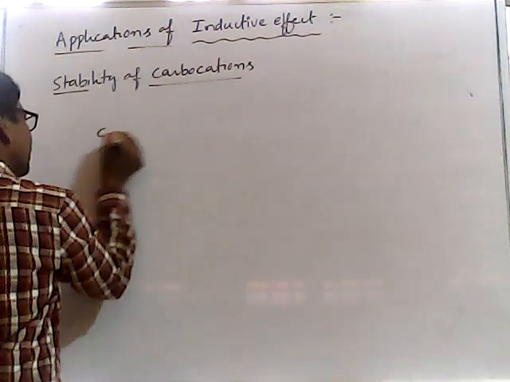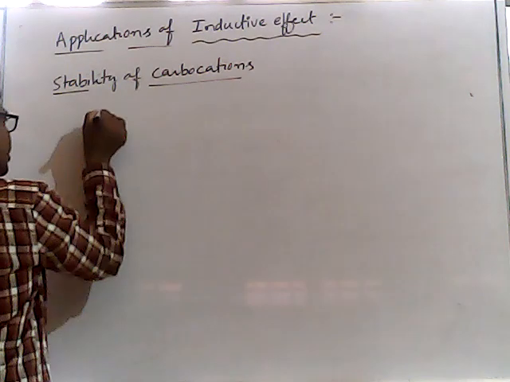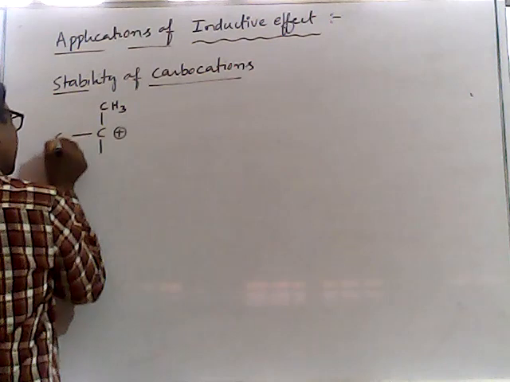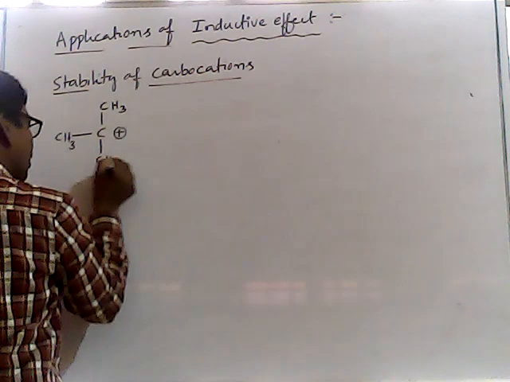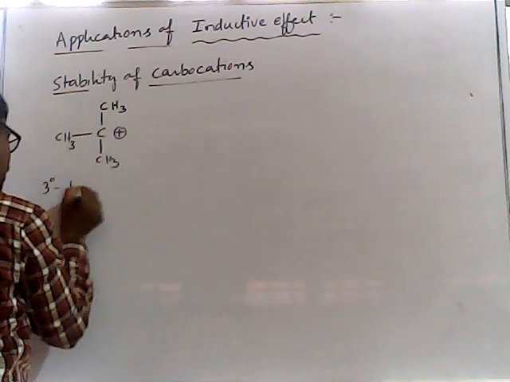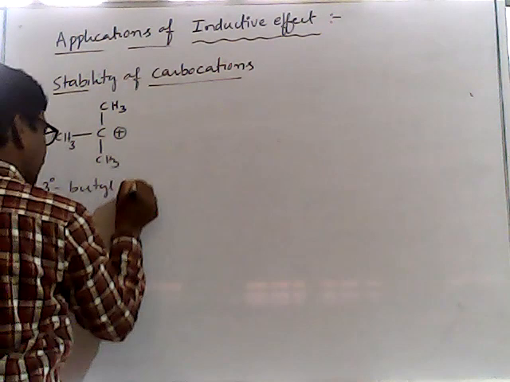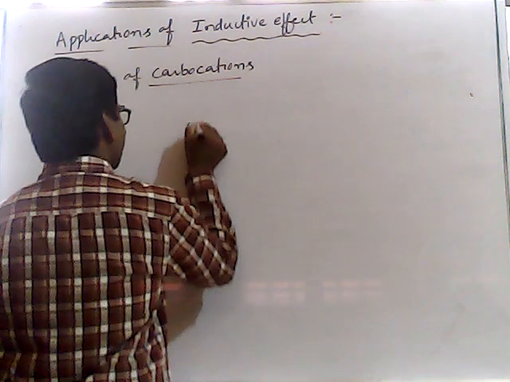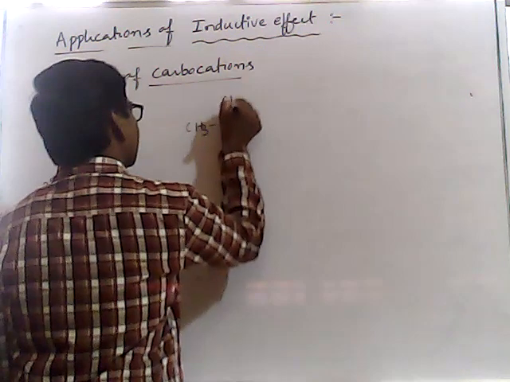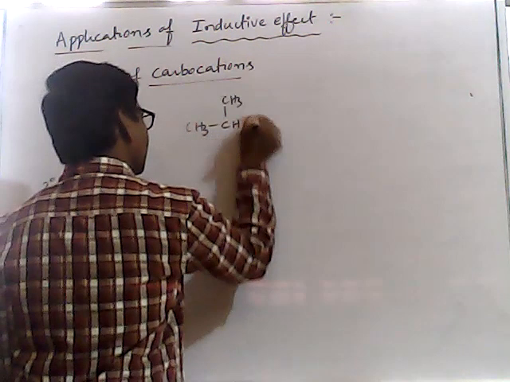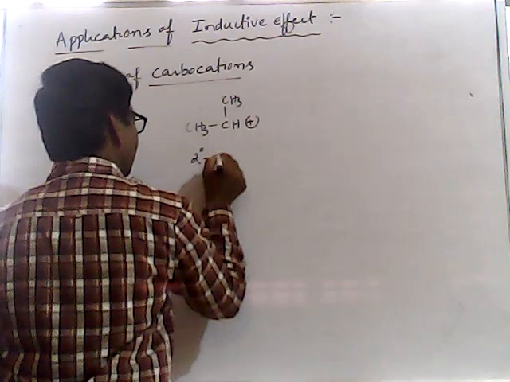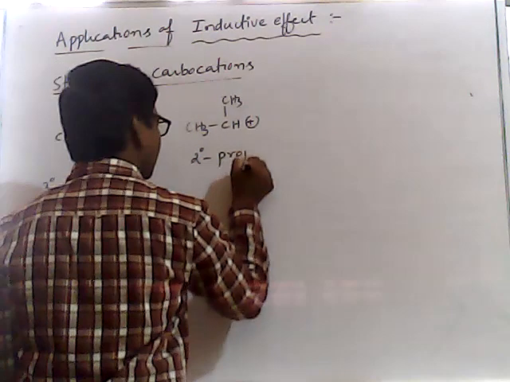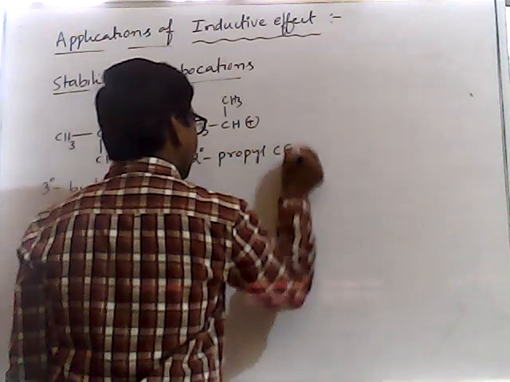Here I am writing the positive charge on this carbocation, where this carbon is attached to 3 methyl groups. This is tertiary butyl carbocation. Then CH3, C, CH3, and H. This is a secondary carbocation, otherwise called isopropyl or secondary propyl carbocation.